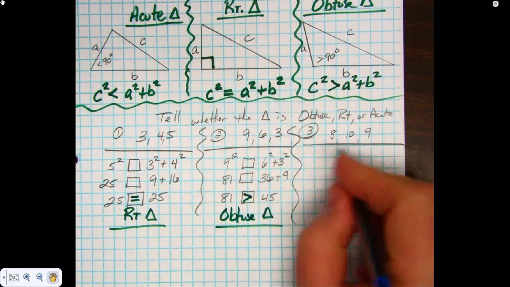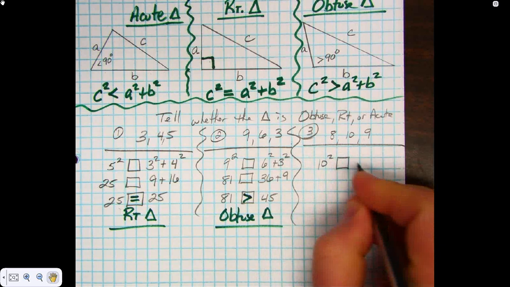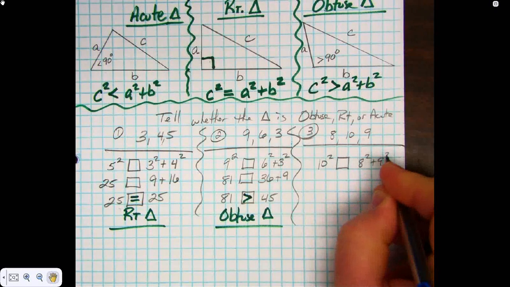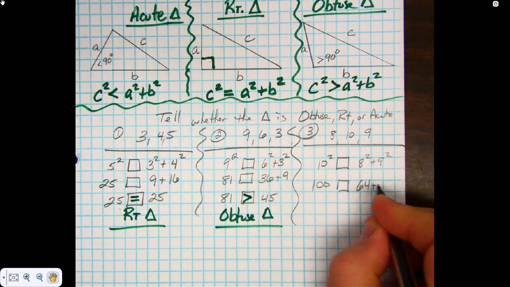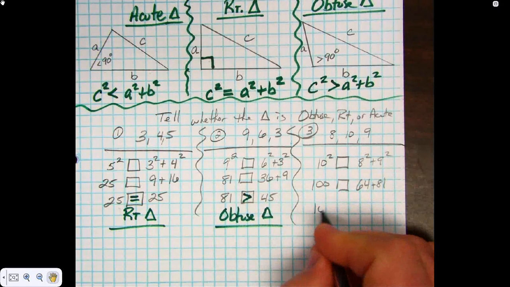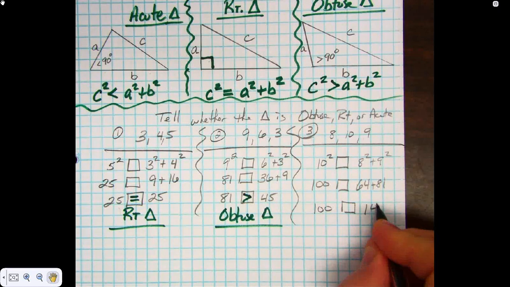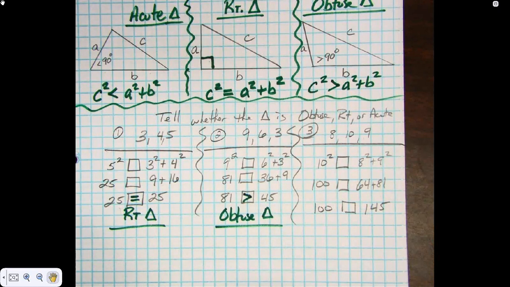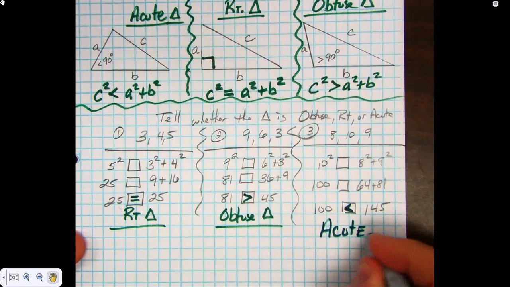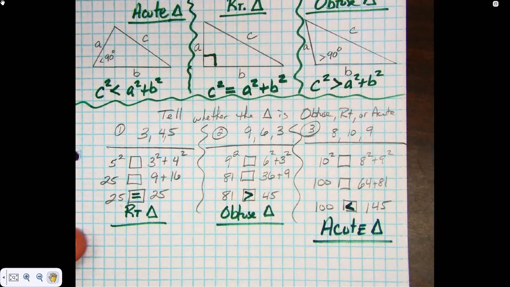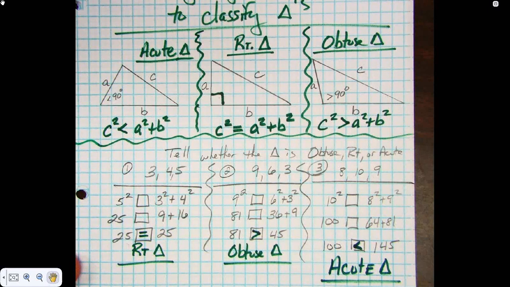Last one, which one's the hypotenuse here? How does it relate to 8 squared plus 9 squared? You can probably see that already in your head. 100, how does that relate to 64 plus 81? That's 145, is that correct? How does it relate to it? It's less than, therefore making it a what? So that answers your question even better why I like to put the c squared first, right?